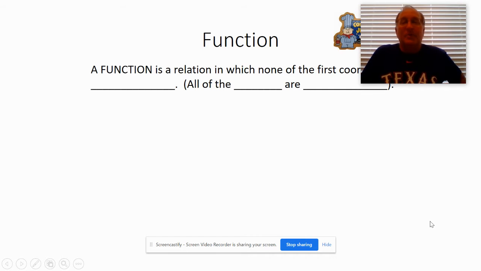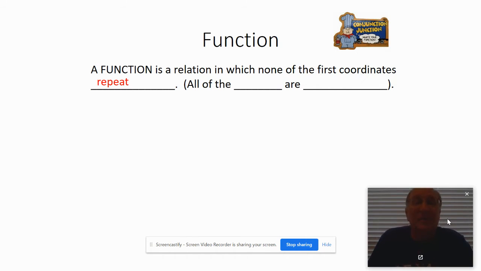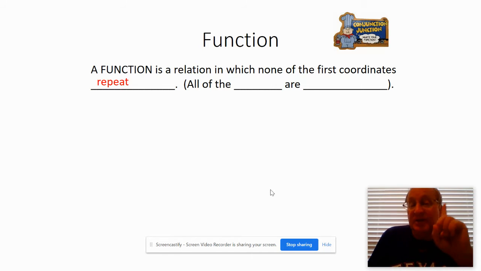All right. Well, first off, it's a set. A function is a relation, which is basically a set of ordered pairs. So a function is a relation in which none of the first coordinates repeat. So that means all of the x's are different. If none of the first coordinates can repeat, that means none of the x's are the same.